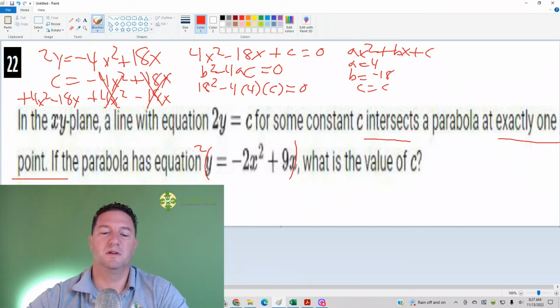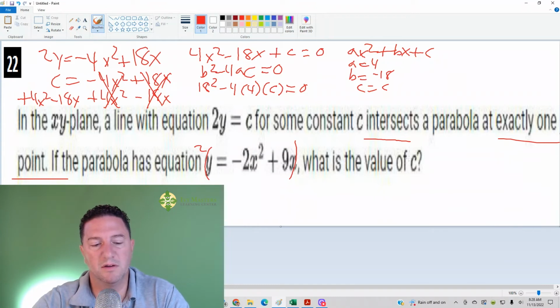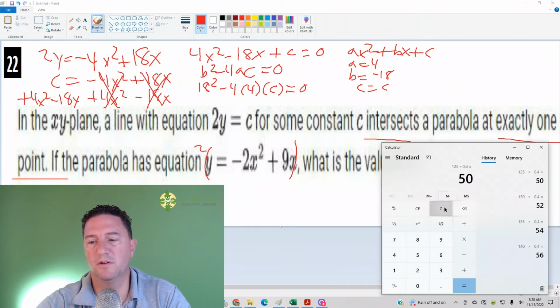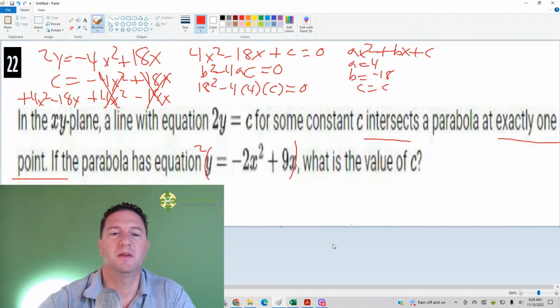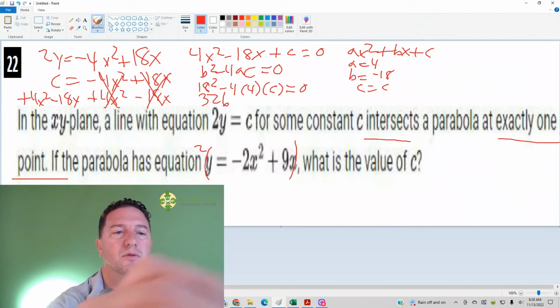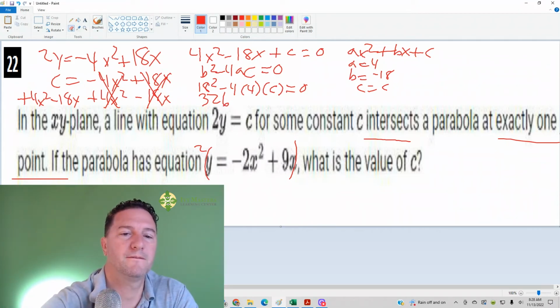equals 0. So we get our high-tech calculator over here, and yes, you're going to be able to use Desmos. I'm just going to use this little calculator over here. If we do 18 squared, we've got 324. So now we've got 324 minus 16c equals 0.